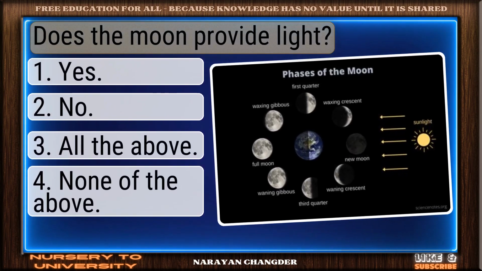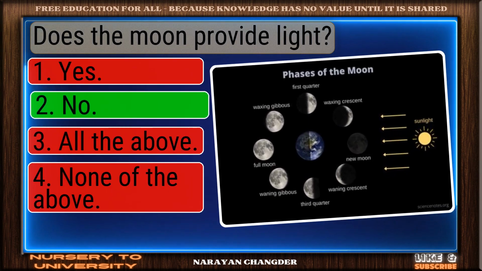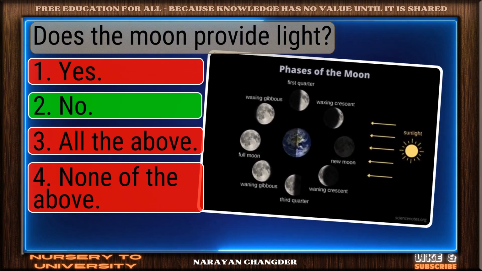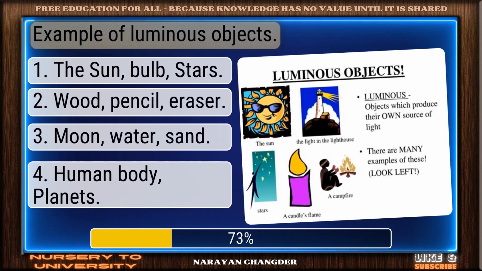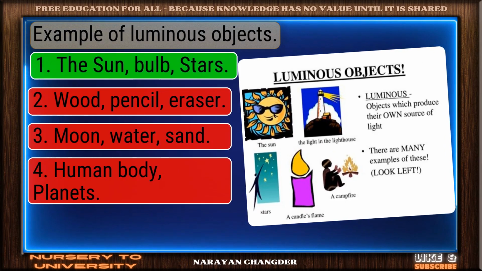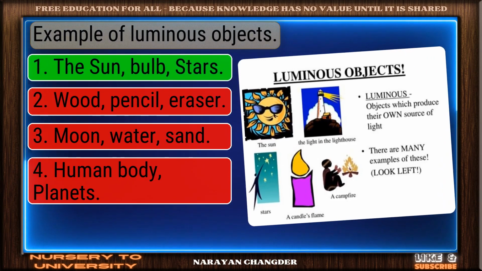Does the moon provide light? Right again. No is a valid answer. Example of luminous objects. Right choice. The sun, bulb, stars is the best answer.